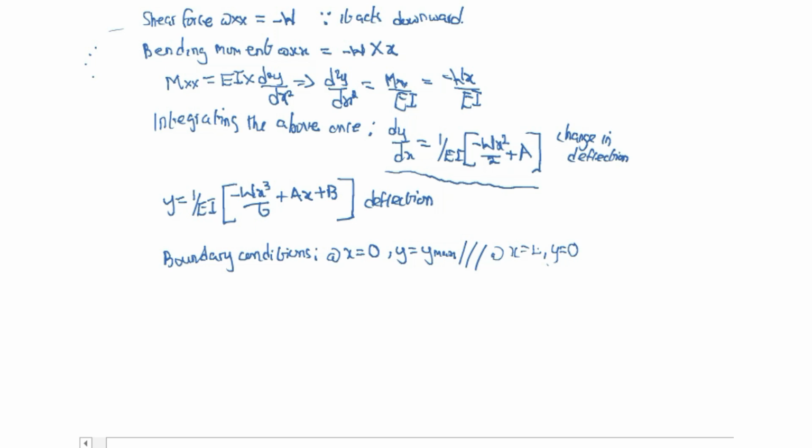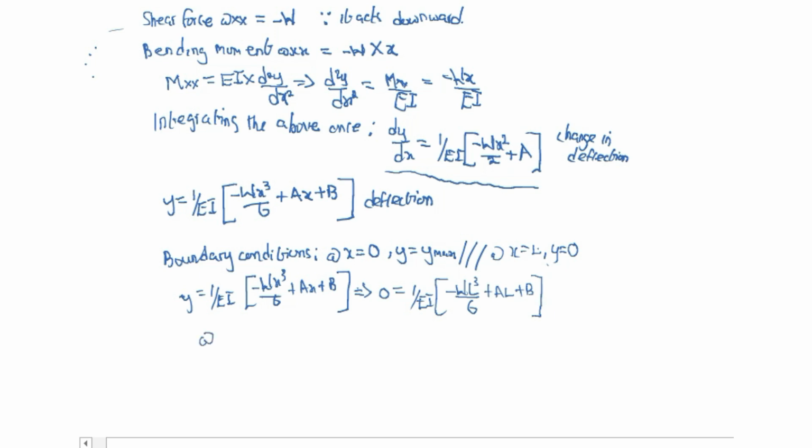So when we substitute the value in this very equation, we have that y is equal to 1 over EI into negative Wx cubed over 6 plus Ax plus B. So we are already told that y is equal to 0 at x equal to L. Therefore, we have that 0 is equal to 1 over EI multiplied by negative WL cubed over 6 plus AL plus B. We have two constants here, but we can substitute the next condition to get the value of B or A.